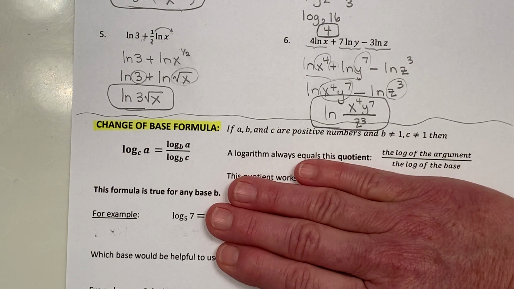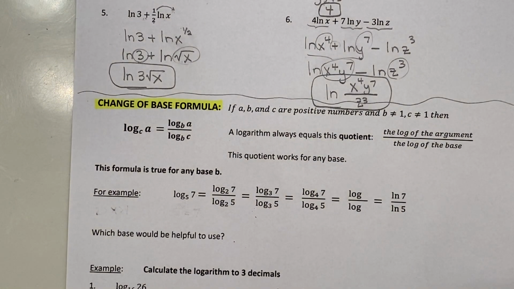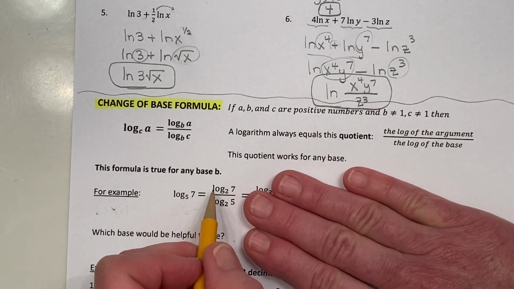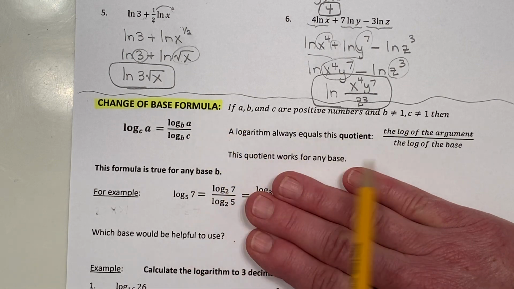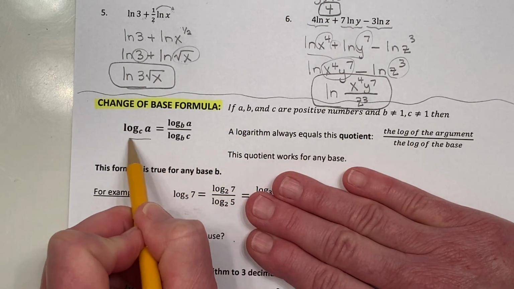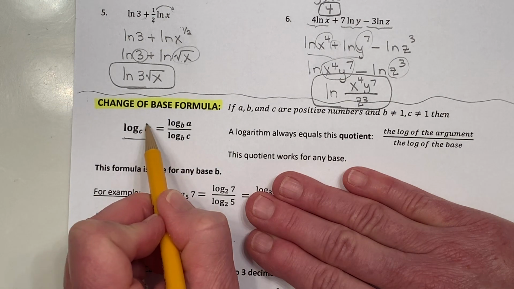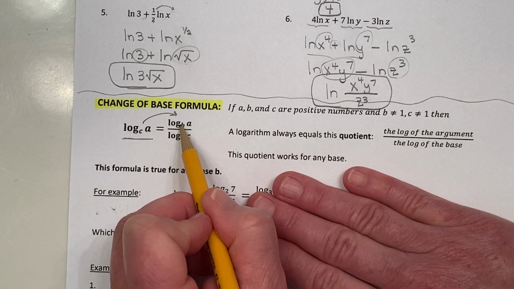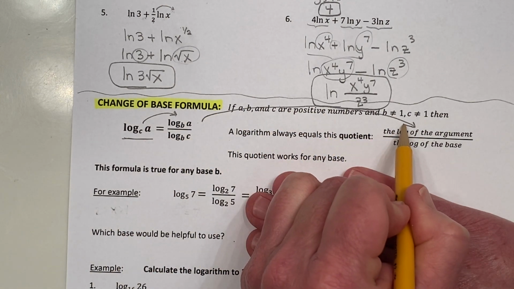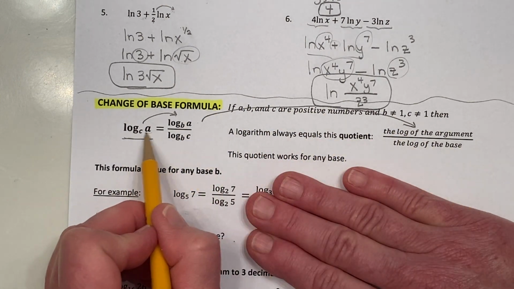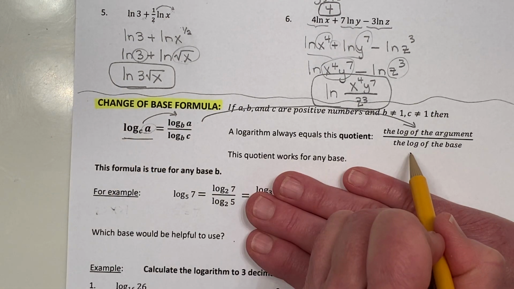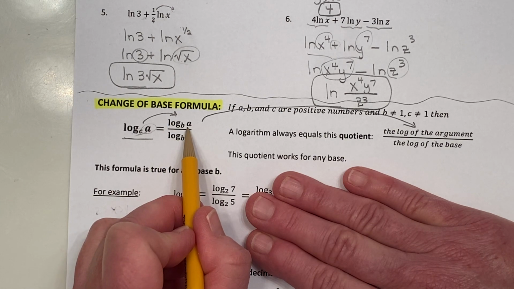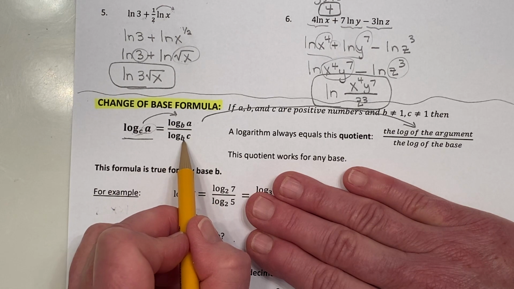Well, how do we do that in the calculator? Let's look at this one at a time. The change of base formula says that if we change this logarithm, which is what we have here, to this format and use a calculator, we can find an answer. What is this format? It's the log of the argument, which would be a, divided by the log of the base, in this case c. So log base b of a divided by log base b of c.